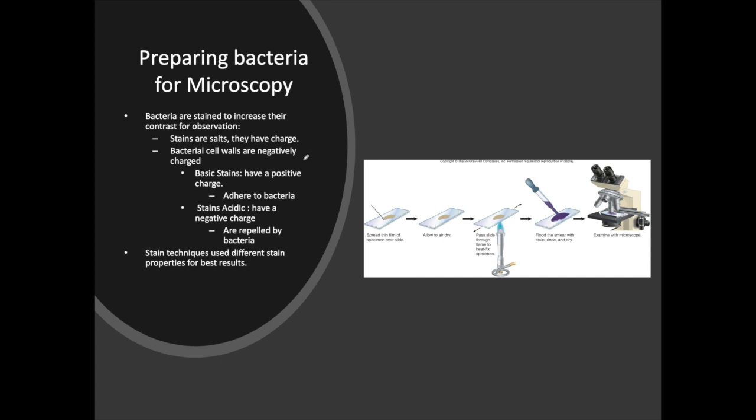So bacteria have cell walls. The cell walls have a very strong negative charge. Some bacteria have a stronger charge than others. So if we want to actually stain the cell itself, to paint the cell so we can see it in color, then we use the type of dye known as a basic stain or basic dye. And basic dyes have a positive charge, so they're attracted to the negative charge of the cell walls of the bacteria, causing them to adhere to each other.